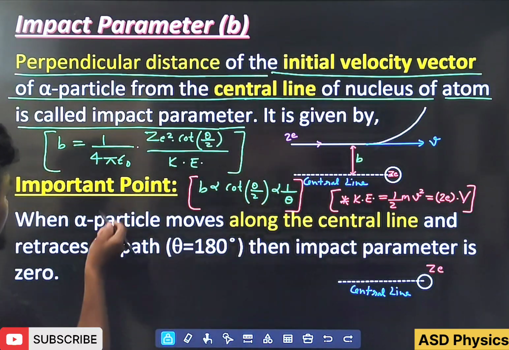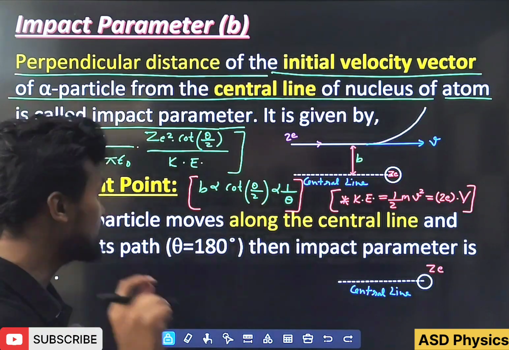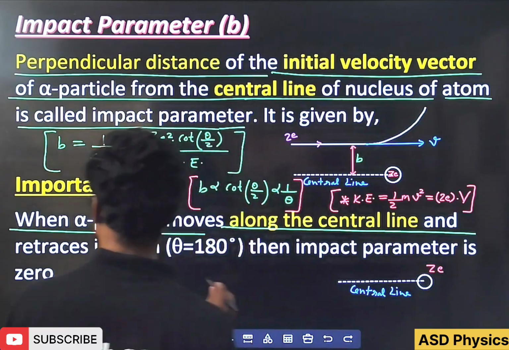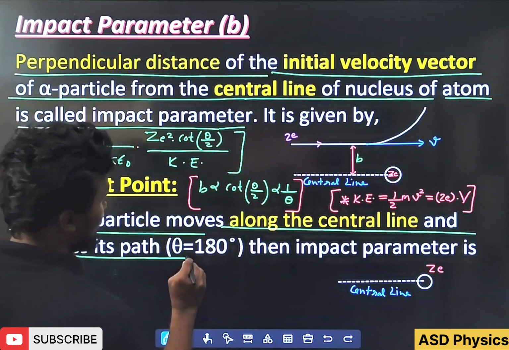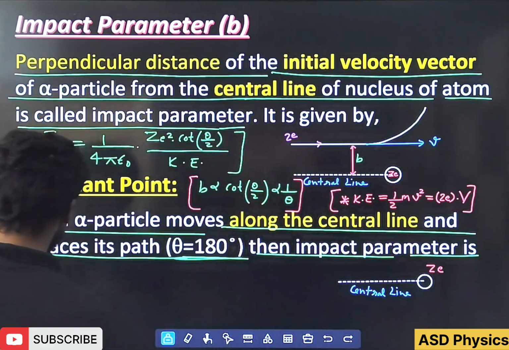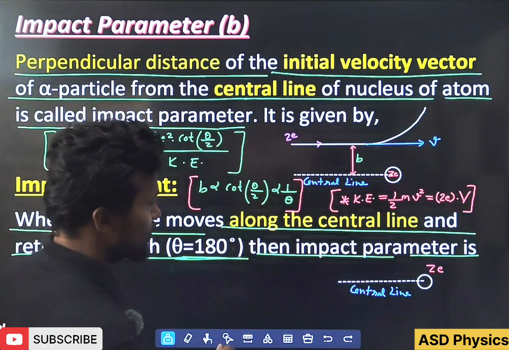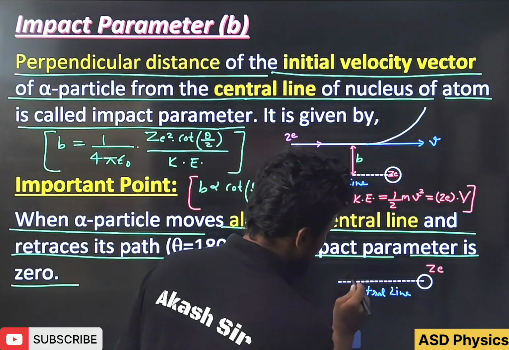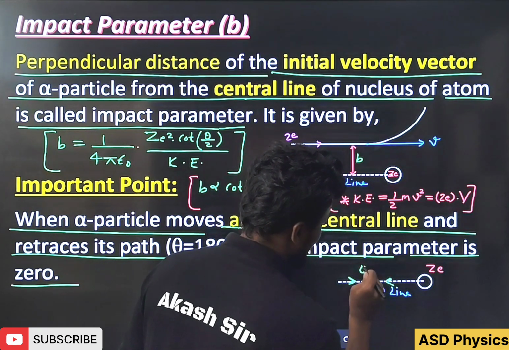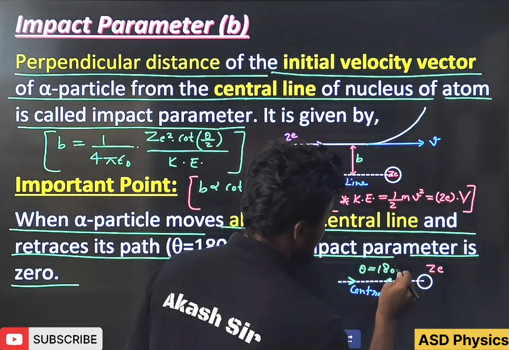Now the most important thing is what? Important point. When an alpha particle moves along the central line and retraces its path, the scattering angle will be 180 degrees, and the impact parameter is 0. Try to understand, please. This is the central line, the alpha particle is moving along it and then bouncing back. So for that, theta is 180 degrees.